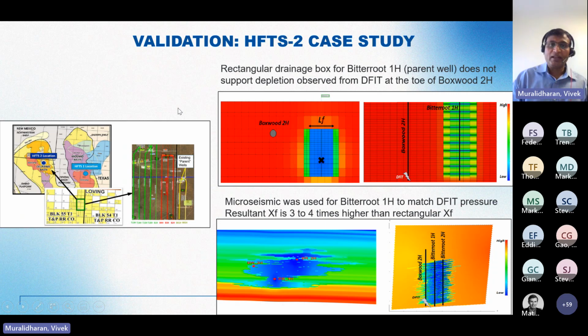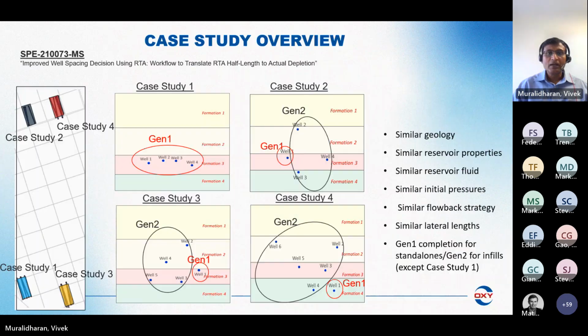which is matching the ones that I gave you in the last slide. After all these SRVs, you need that 3 to 4 times conversion for the standalone to even explain any kind of interference or the depletion at that location. And in last year's ATCE, we presented a case study overview based on this.